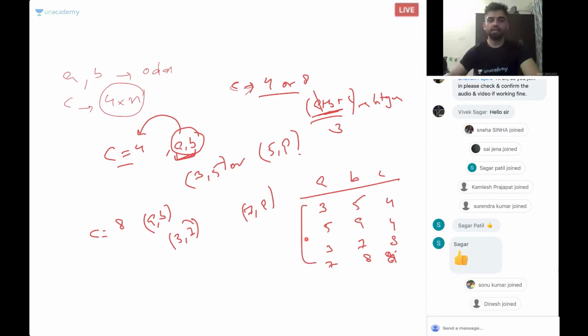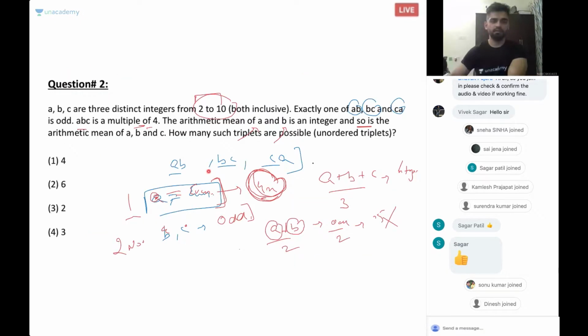And we have to find out the unordered pairs. So therefore, A and B interchangeably can be 3 and 5 and 5 and 3. Doesn't really matter. The triplet 3, 5, 4 matters, not the order. So there are 4 such solutions. The answer here is going to be option 1.